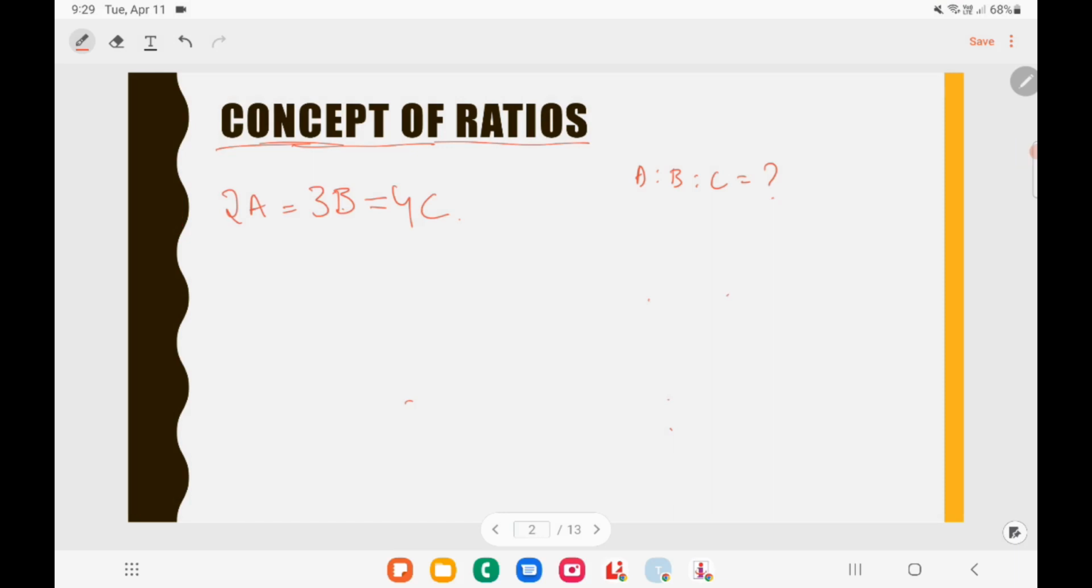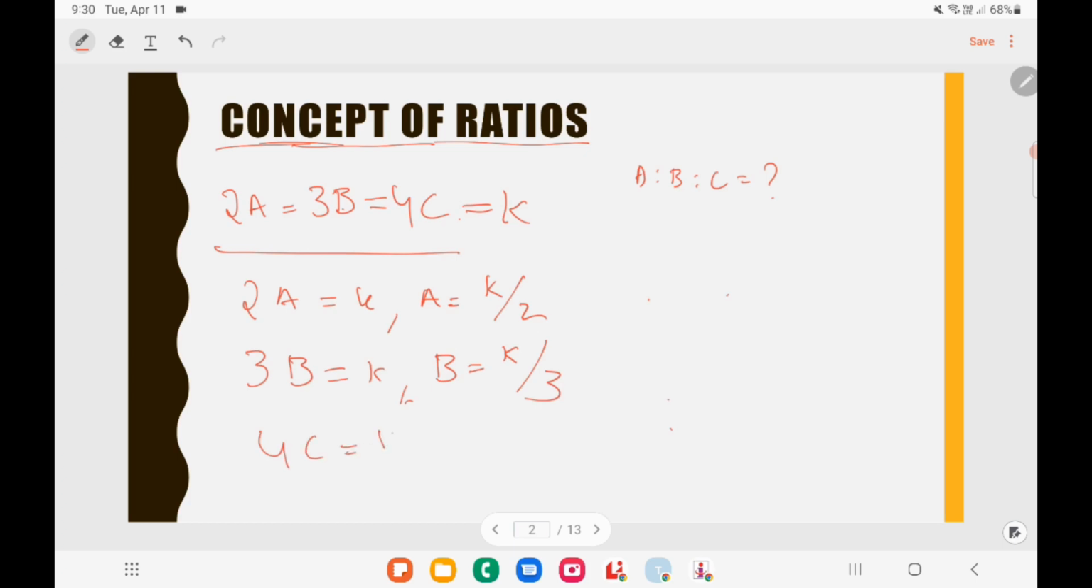If you are given 2a equal to 3b is equal to 4c, and then you are asked to find out what is a is to b is to c. Again, similar to before, just equate it to k. That means 2a is equal to k, which means a is equal to k divided by 2, and 3b is equal to k, that means b is equal to k by 3, and 4c is equal to k, which means c is equal to k by 4. So a is to b is to c is k by 2 is to k by 3 is to k by 4.